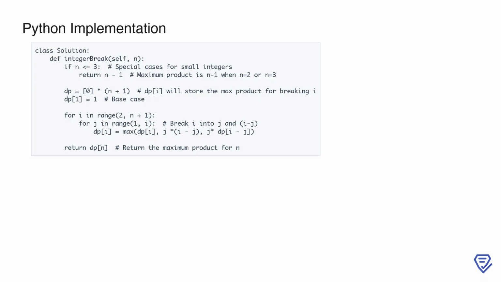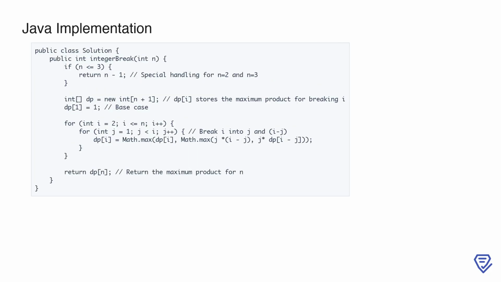The use of dynamic programming ensures that subproblems are solved optimally, and their results are reused to build the solution for larger numbers. This is the Java implementation for LeetCode problem number 343, Integer Break. The logic directly mirrors the Python solution, using dynamic programming to compute the maximum product of integer partitions. Key differences include Java-specific syntax, such as type declarations, the Math.max method for comparisons, and explicit array initialization for the dp table.